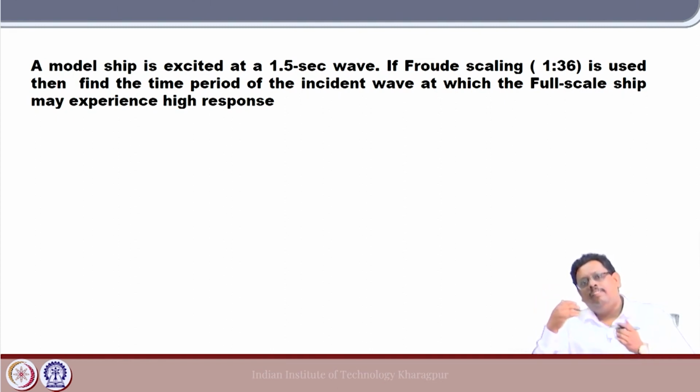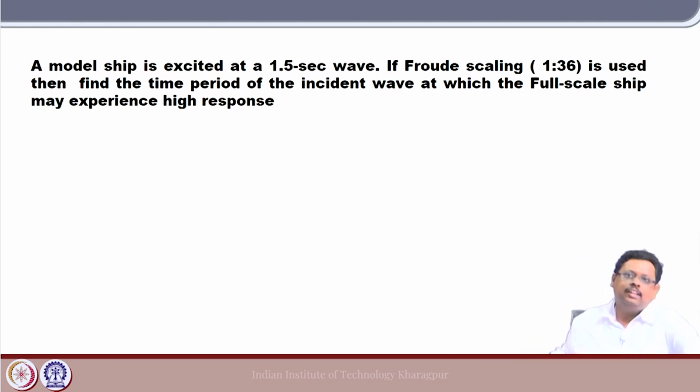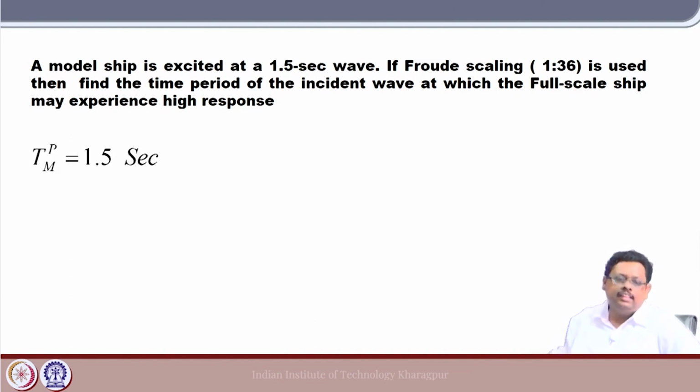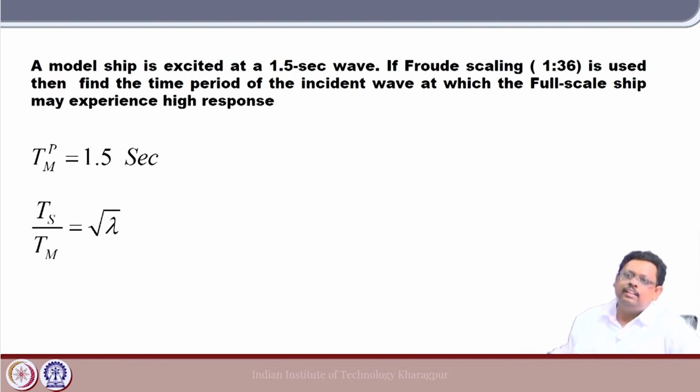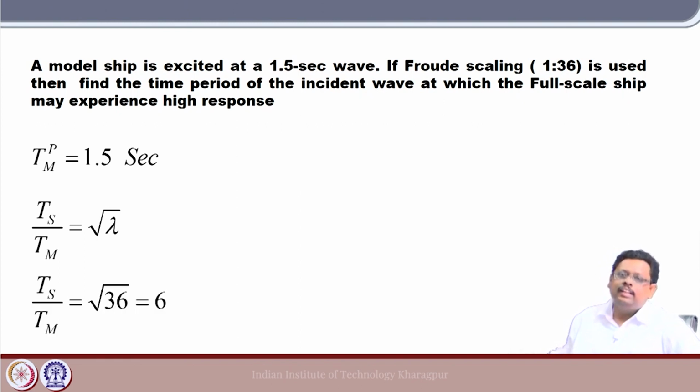So, we try to find out the natural time period for the real ship, and the scaling is also given, 1:36. Right. So, the model scale time period is 1.5 seconds. We are using the Froude scaling. So, Ts by Tm equals root lambda. Here lambda is 36. Therefore, root lambda should be equal to 6, right.